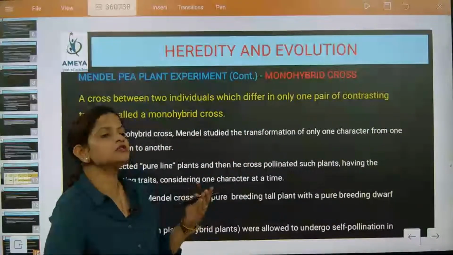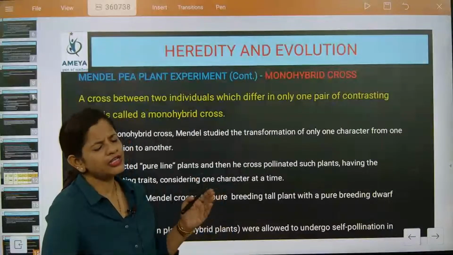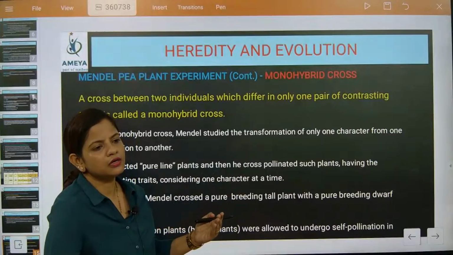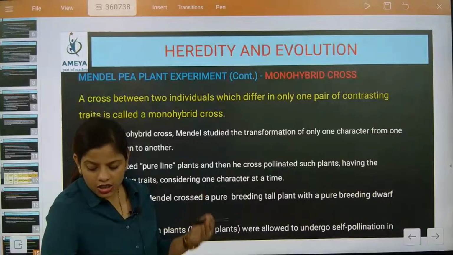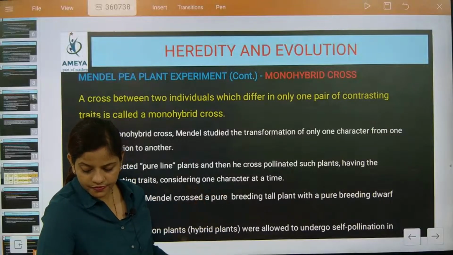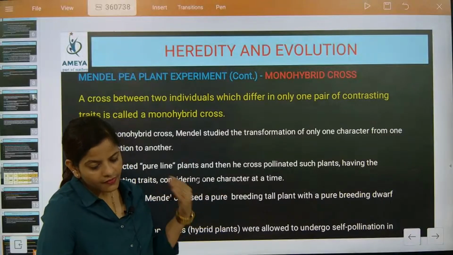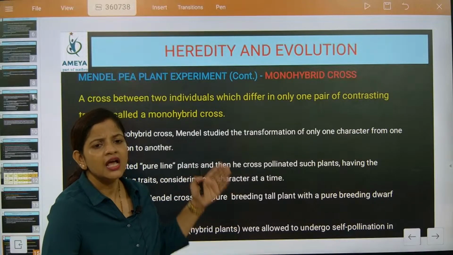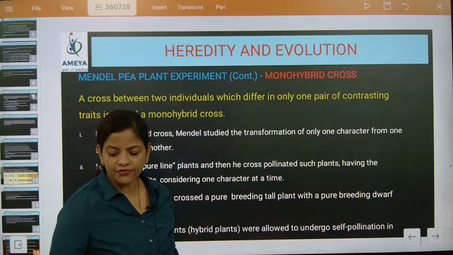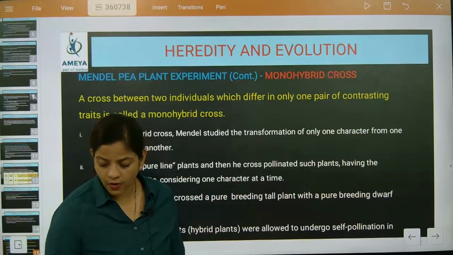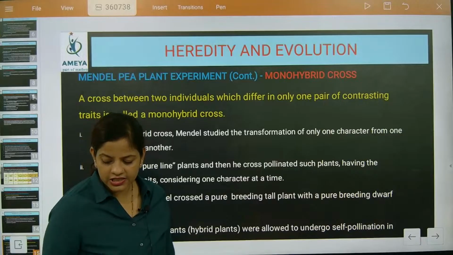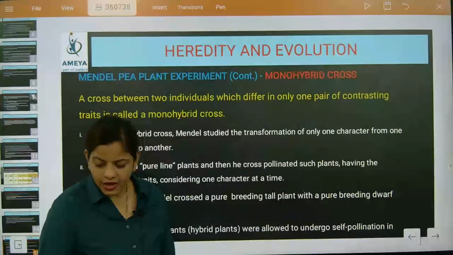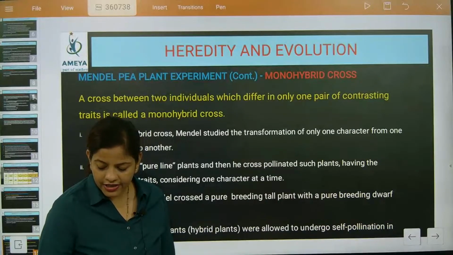Either we will cross for height, tall or dwarf, or we will cross for color, yellow pod or green, or wrinkled and round seeds. There were seven characteristics, including axial and terminal flowers. So all these characteristics were there. I hope you have understood this part.